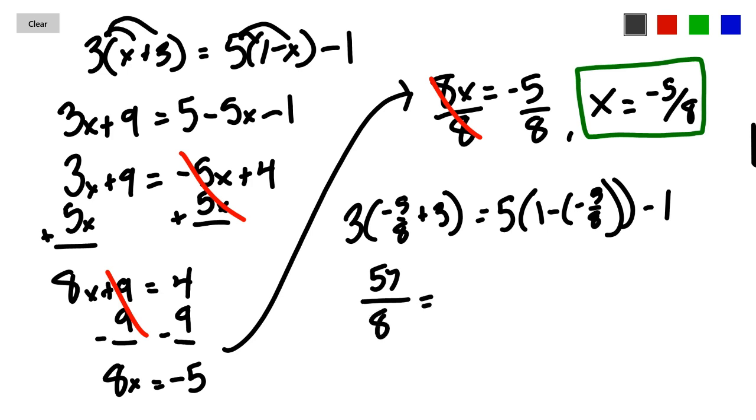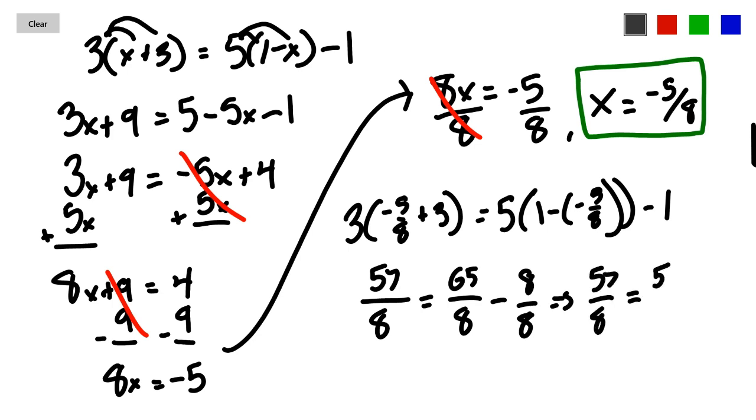And then 1 plus 5 over 8 is 13 over 8. 13 times 5 is 65 over 8. So I have 65 over 8 minus 1, which is just 8 over 8. So 65 minus 8 is in fact 57, so I have 57 over 8 is equal to 57 over 8. So this answer is valid. A little bit uglier on the check, but it still works even if you have fractions to work with.